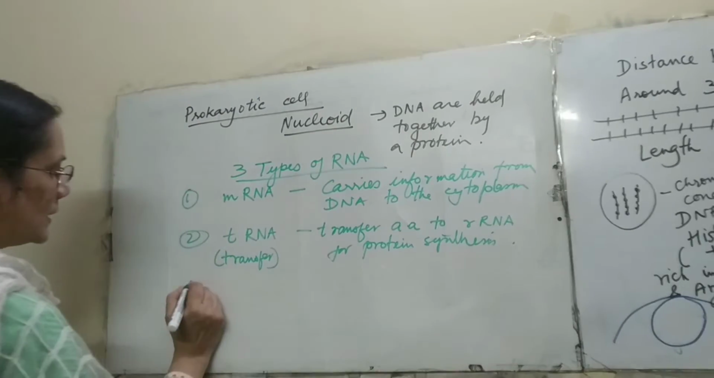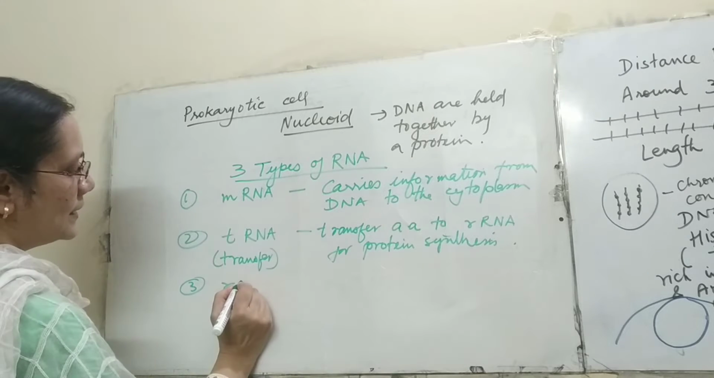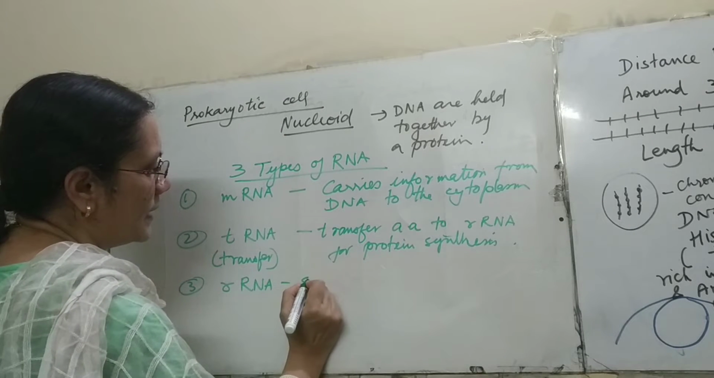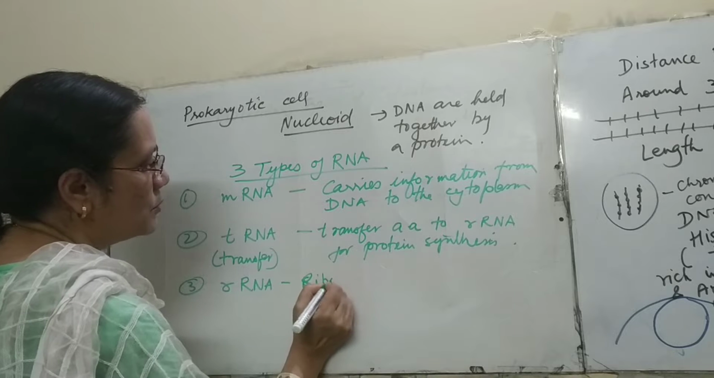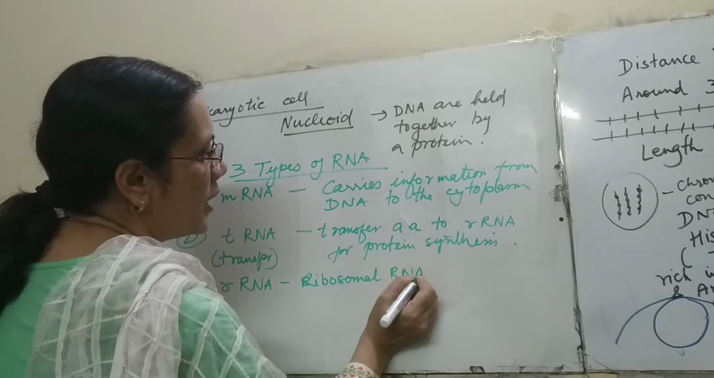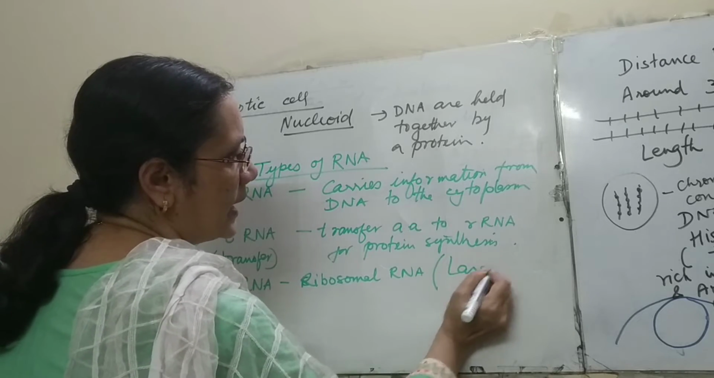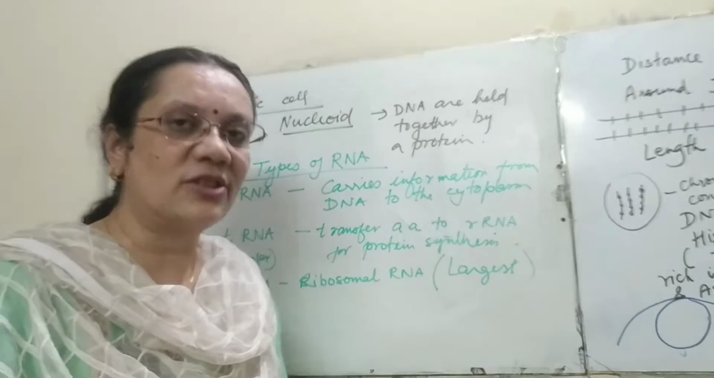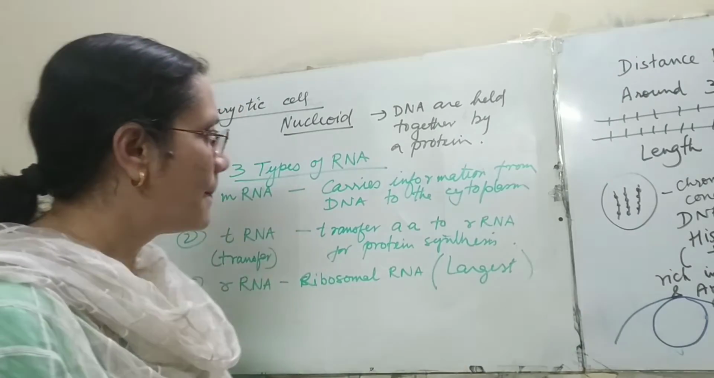It transfers amino acids and also identifies them. Clear? And the third part is the rRNA, that is ribosomal RNA. Now this is the largest RNA, but we know very little about the structure of this RNA.